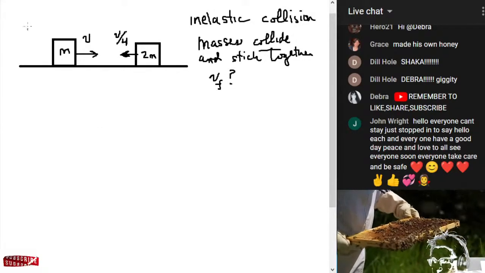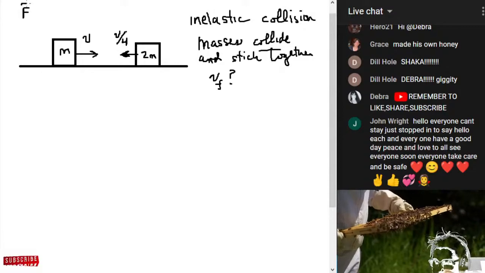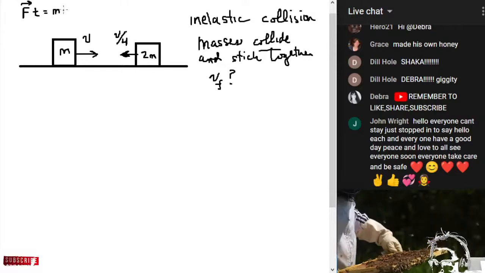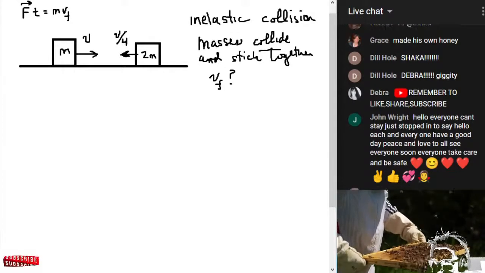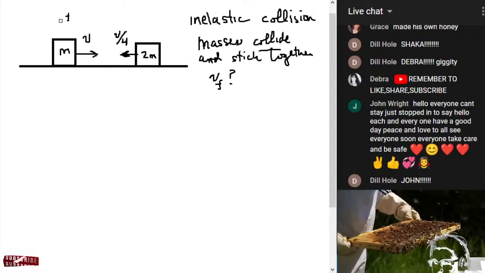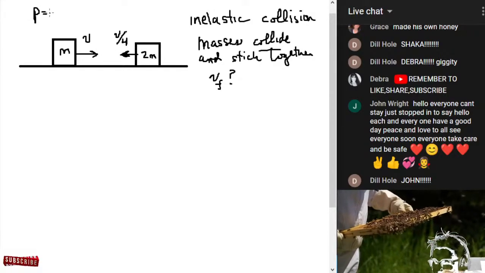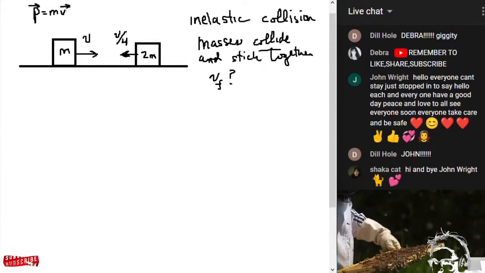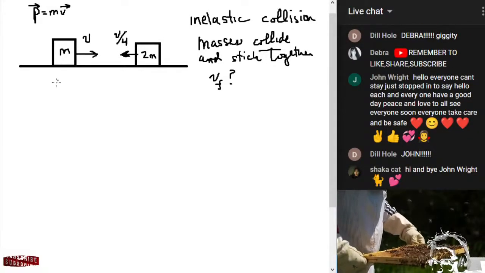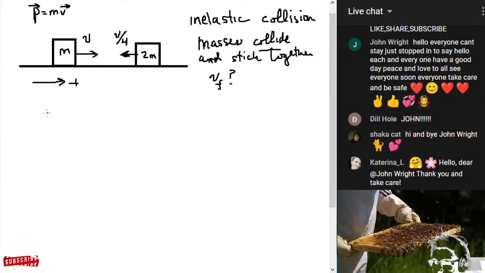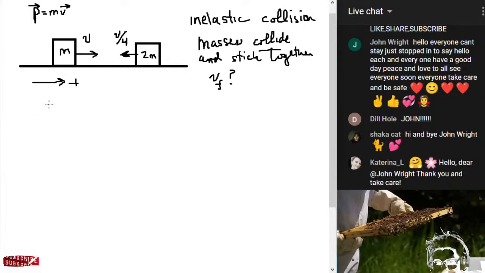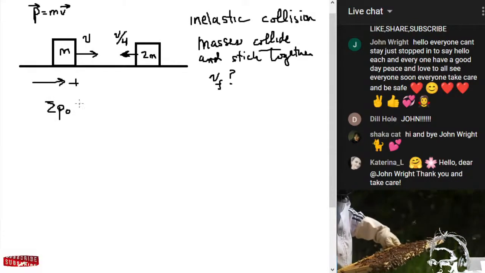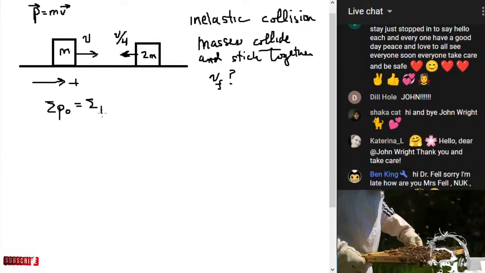Well, momentum is a vector. Let's just do momentum. P equals MV. So momentum's a vector and velocity is a vector, so we have to include direction with this. So let's say to the right is positive. And there's another conservation law, it's the conservation of momentum. That means the sum of momentum initial has to equal the sum of momentum final.